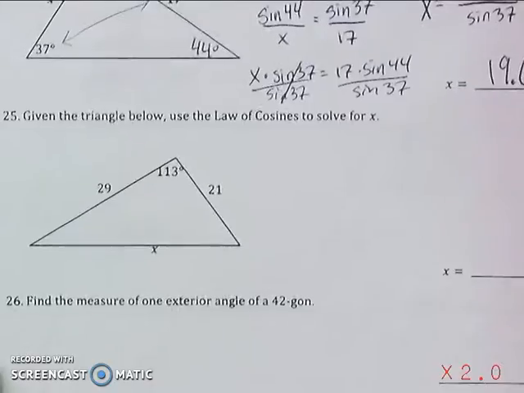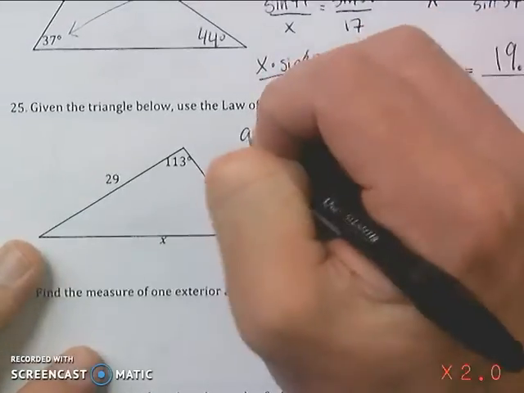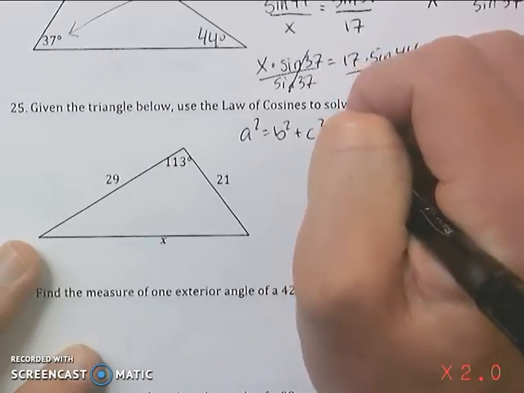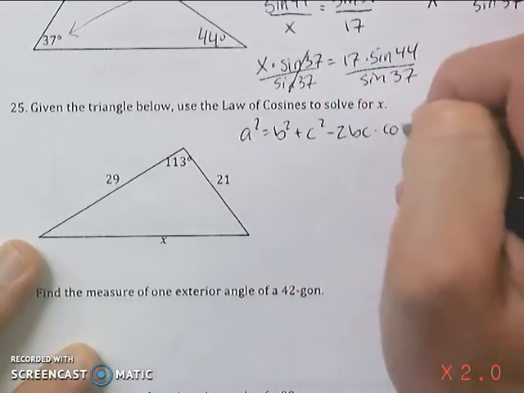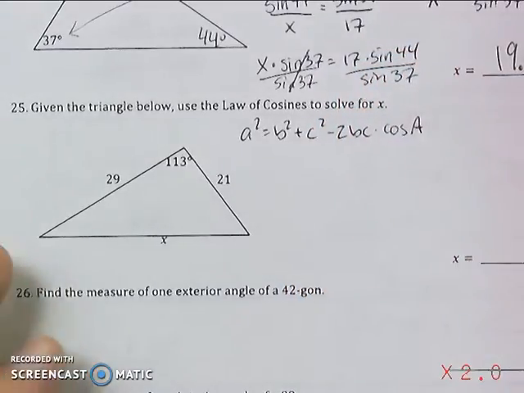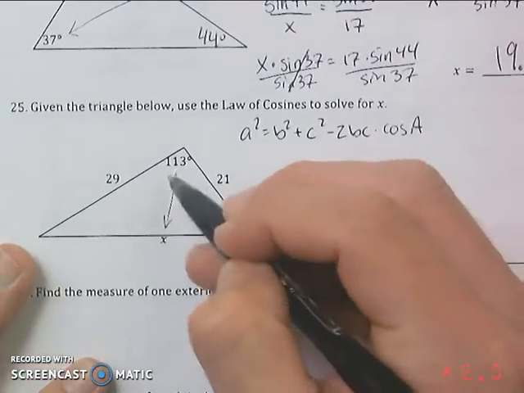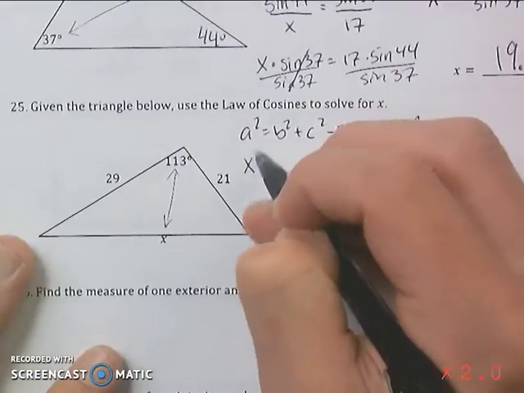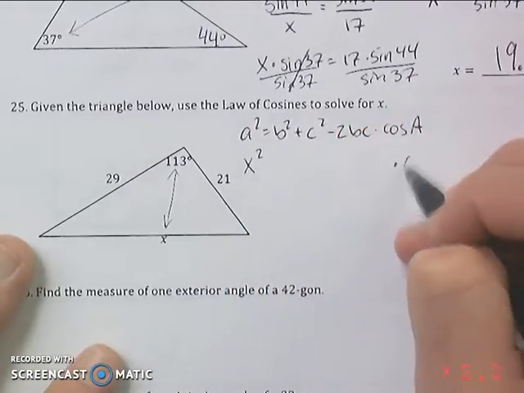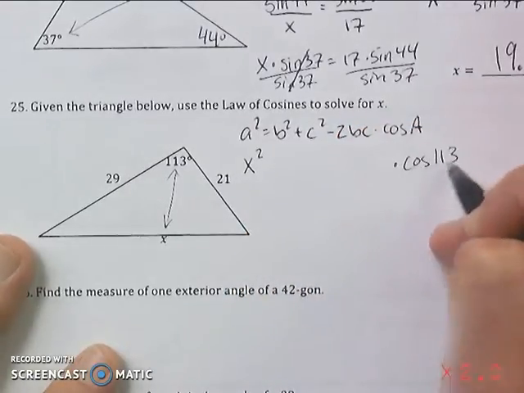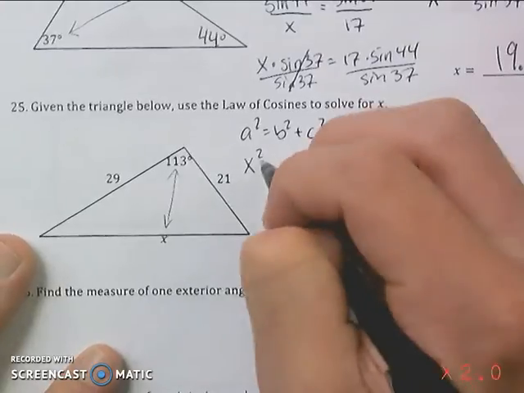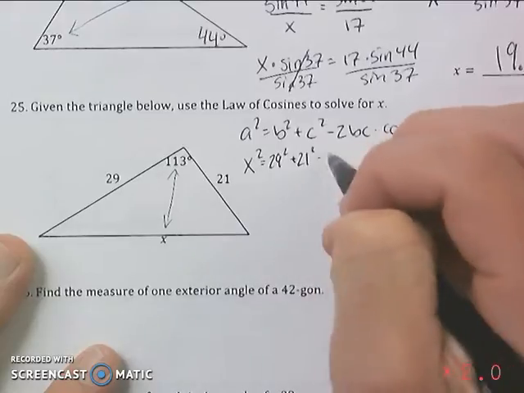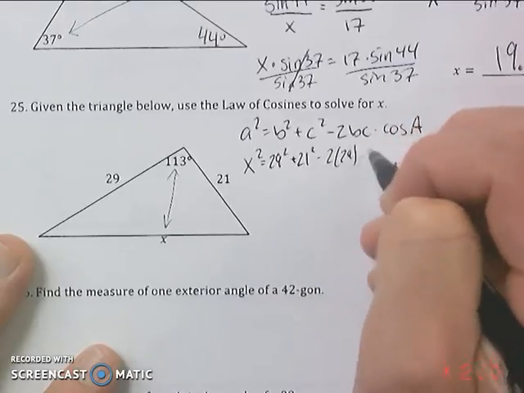Law of cosines. So our law of cosines is a squared equals b squared plus c squared minus 2bc times cosine of a. Since these two are the ones that I'm looking for, I'm going to use the small a as the side length, that's x squared, times the cosine of 113. This is going to equal 29 squared plus 21 squared. Doesn't matter which order I put these in. 29 and 21.